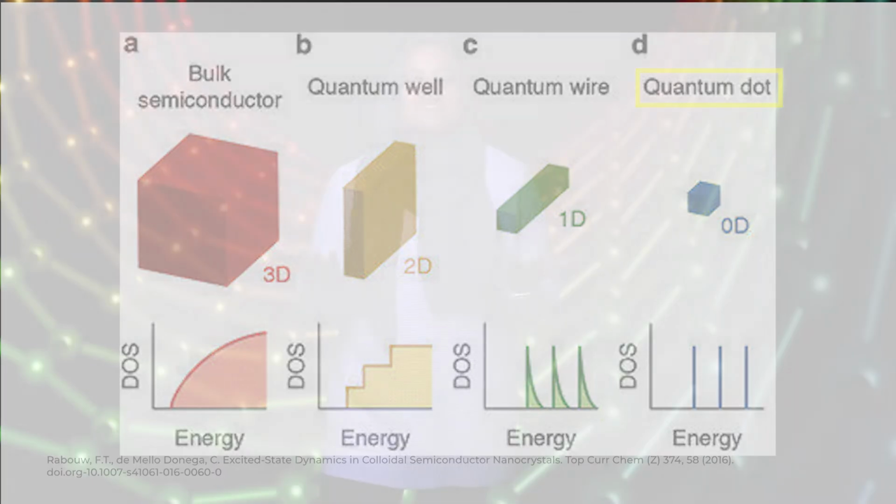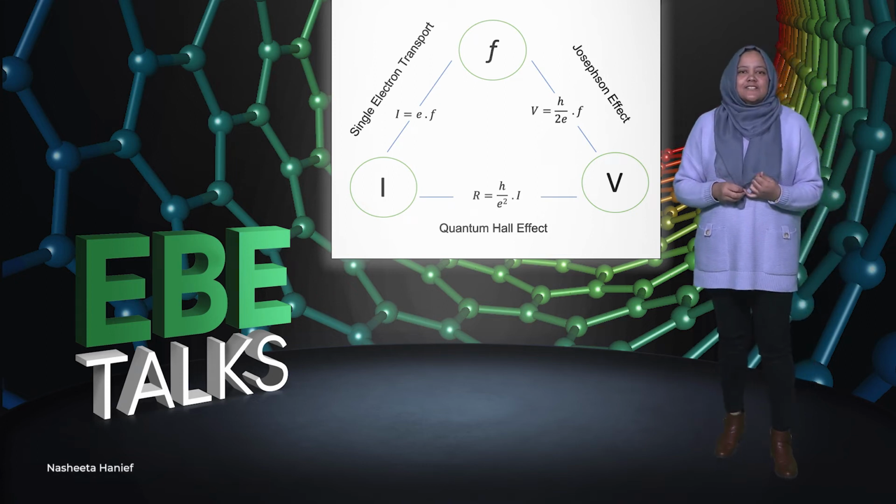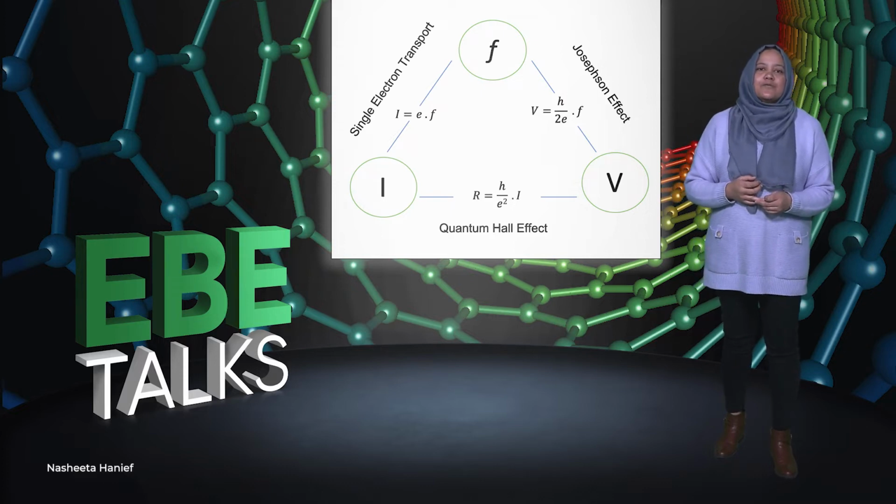What is a quantum dot? A zero-dimensional space. And this technology is in the race to find a standard for current and complete the quantum metrological triangle. The quantum metrological triangle is the voltage, resistance, and current components that are related by Ohm's law.